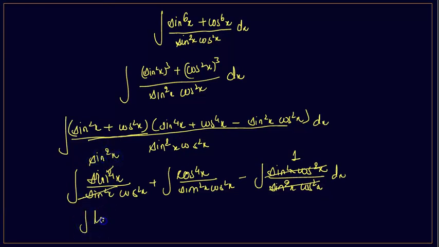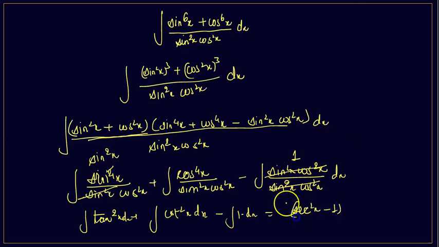So you will get only tan^2 x dx plus cot^2 x dx minus 1 into dx. So tan^2 x can be written as sec^2 x minus 1, and cot^2 x can be written as cosec^2 x minus 1, and the last one will be written as minus x plus c.